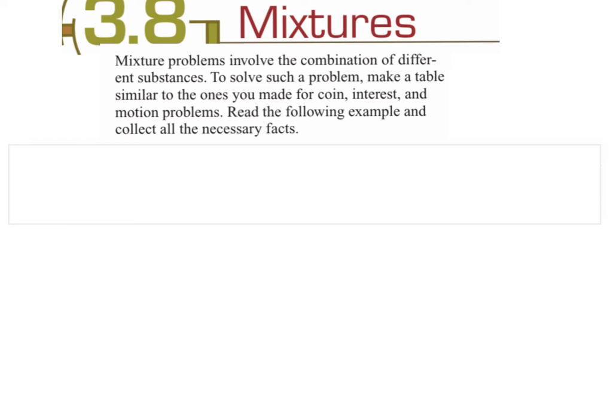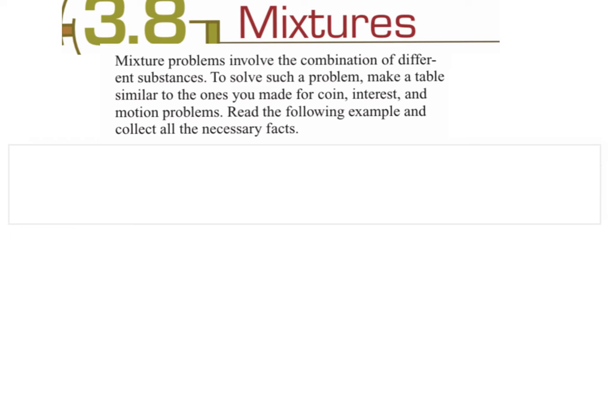But when you have mixture problems, it is, as it says, a combination of different substances. And so what will happen is they'll say it is this percent of this mixture and this is this percent of that mixture. And what we want is a total mixture at this percent. And so you have to set these up a little bit differently. You actually have a little bit longer of a chart.